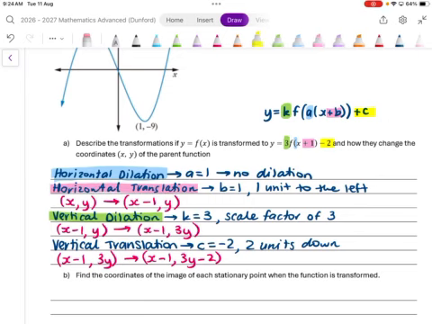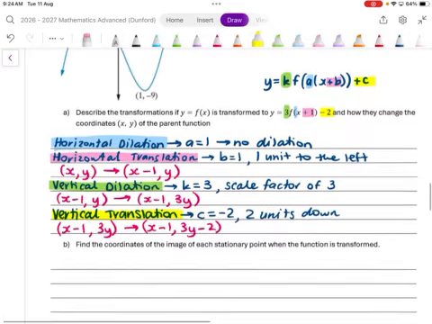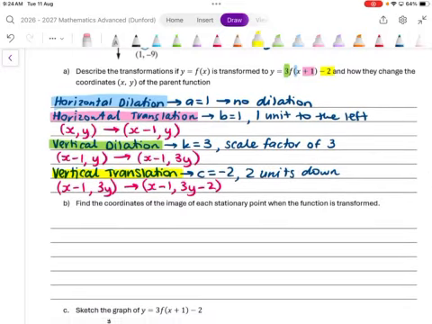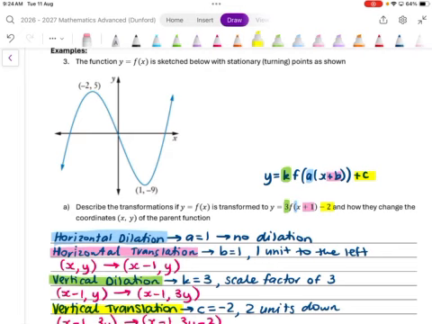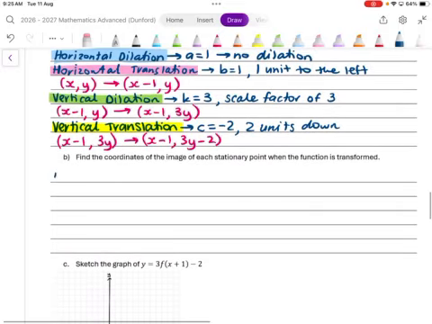Okay, so part B, what we want to do is find the coordinates of the image of each stationary point when the function is transformed. So our stationary points are our turning points of our curve. So our turning points are our maximum point, so where that minus 2, 5 is, and our minimum point where 1, minus 9 is.